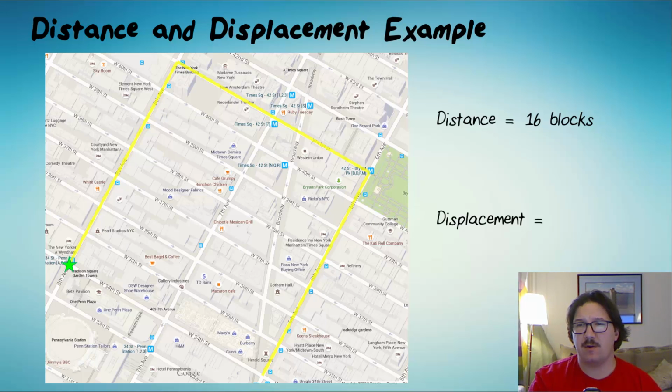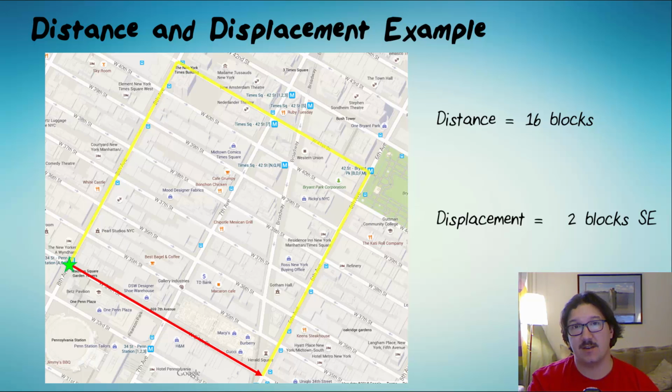But for your displacement, remember, we care about how far you are from where you started, directly in a straight line, and of course, the direction, because that's a vector. So at Herald Square, you are 2 blocks away from Penn Station. And this red arrow represents that. So your displacement would be 2 blocks, and of course you are, looking at the map, southeast of where you started. Your displacement would be 2 blocks southeast.